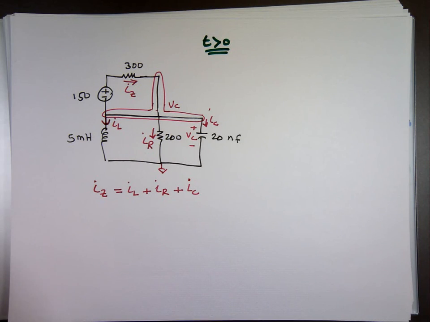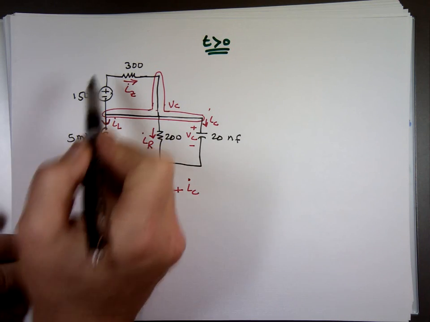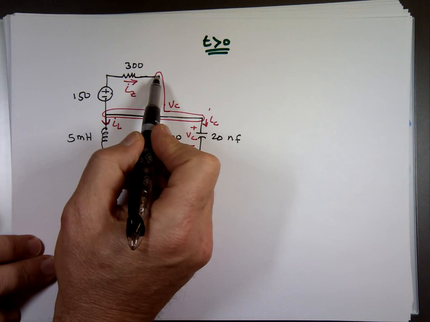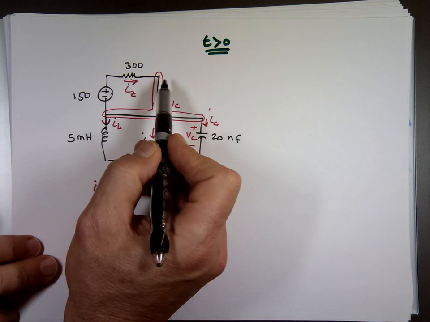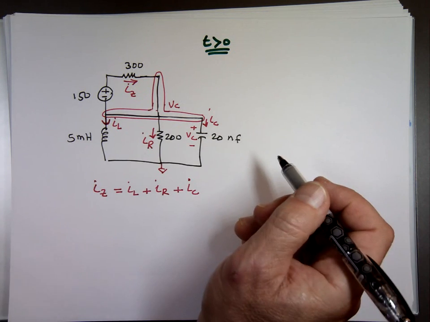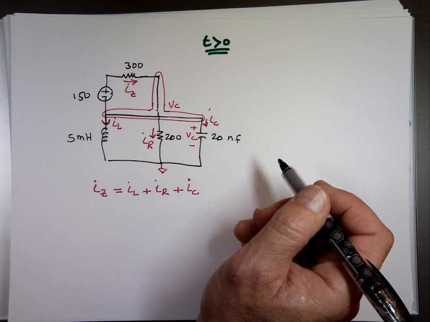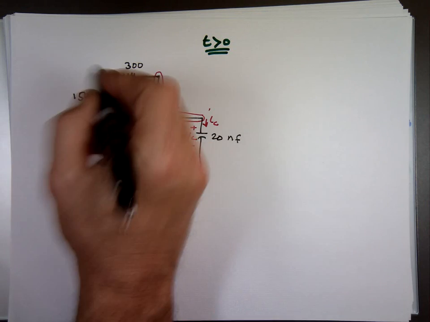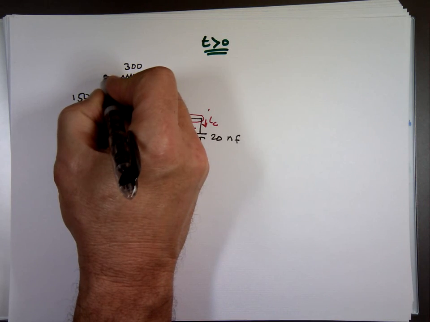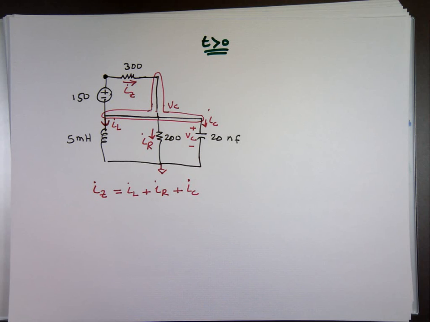Let's write I sub Z. That's what? This voltage minus that voltage. Now, what's this voltage here? Well, try again.